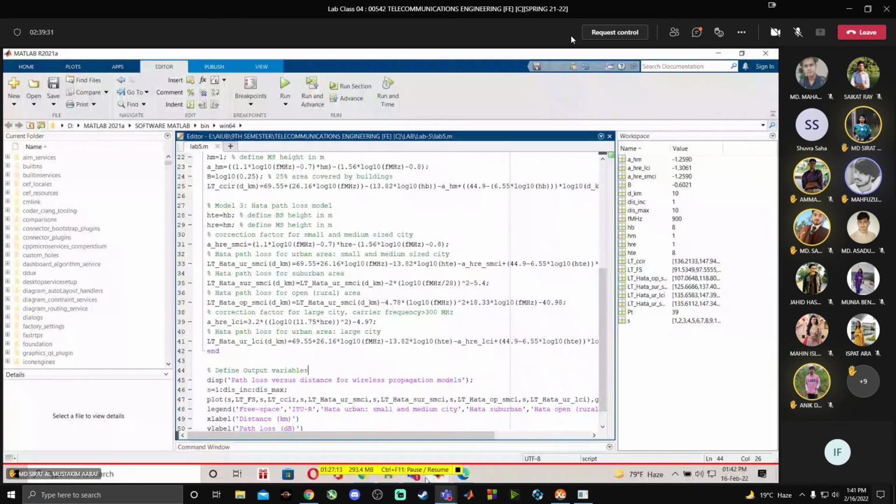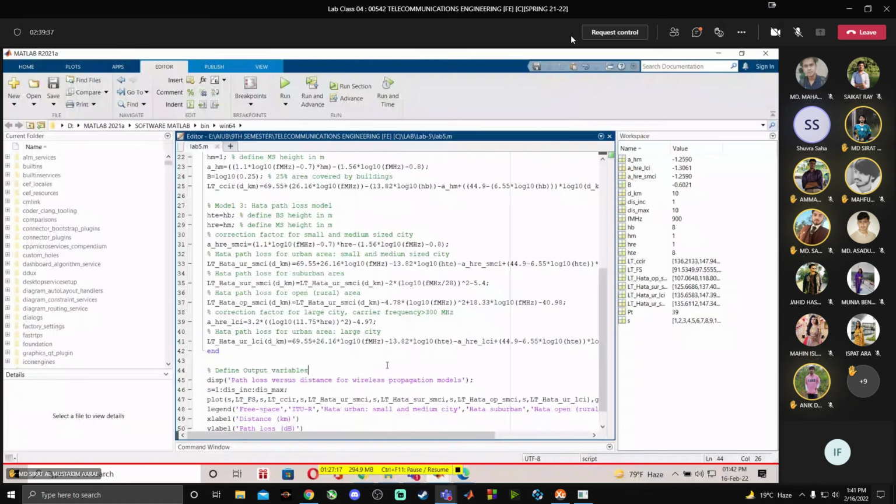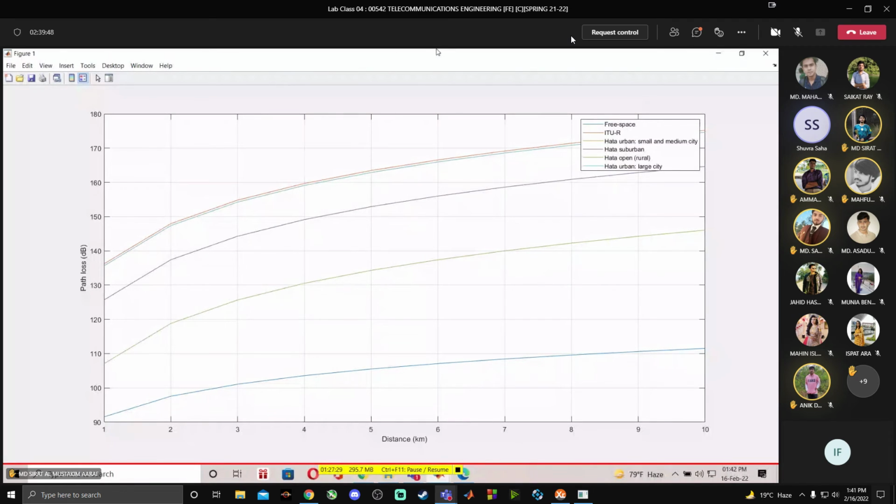Yes sir, same. So now I will explain to you, students. That means in our graph, the medium city and large city of Hata urban, these two overlap, because both are the same equation. The reason is that for an urban area, if you are operating at lower frequency in that range below 1500, then we should use the same equation. Both of them will give you the same path loss. But if you increase the operating frequency, that means from 1500 to 2000 megahertz, in that case only there comes a difference between them. In that case, for medium to small city, we should consider the correction factor as 0 dB.